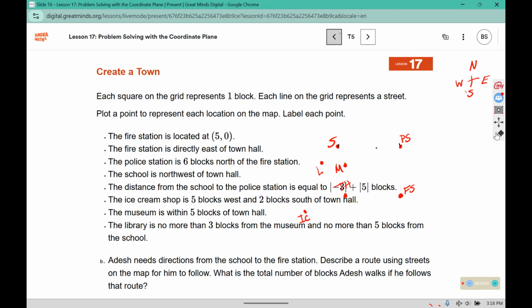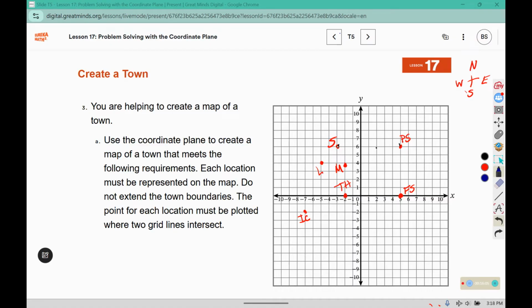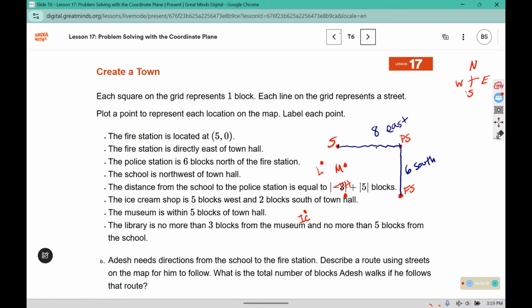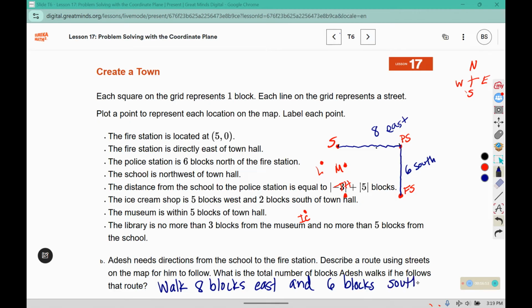So we're trying to get from the school to the fire station. He can walk 1, 2, 3, 4, 5, 6, 7, 8 blocks east, and then 1, 2, 3, 4, 5, 6 south to get to the fire station from the school. Eight plus 6 is 14.